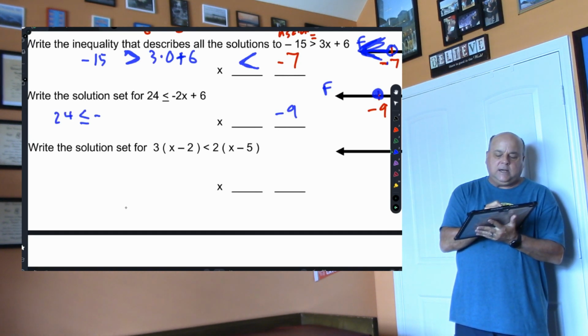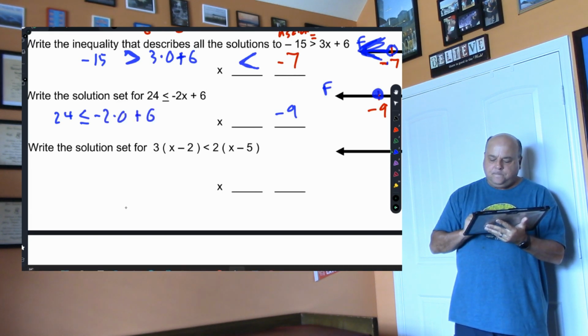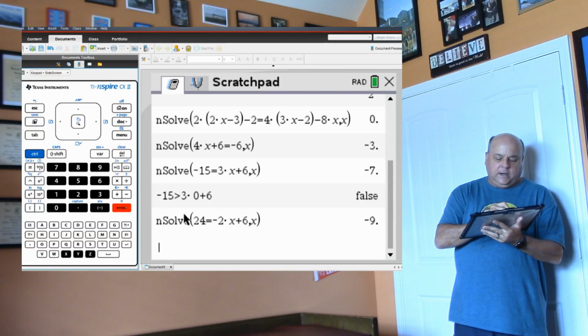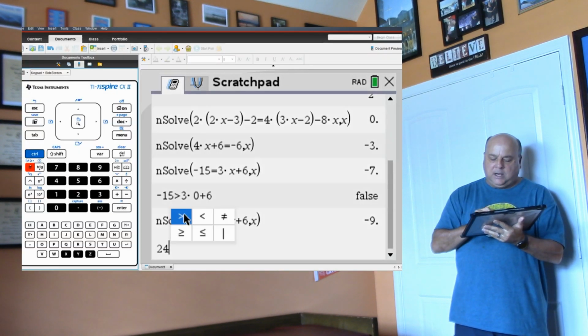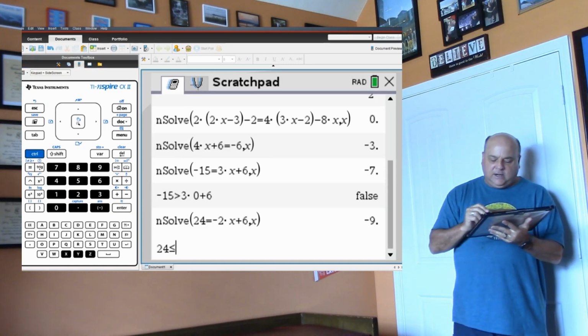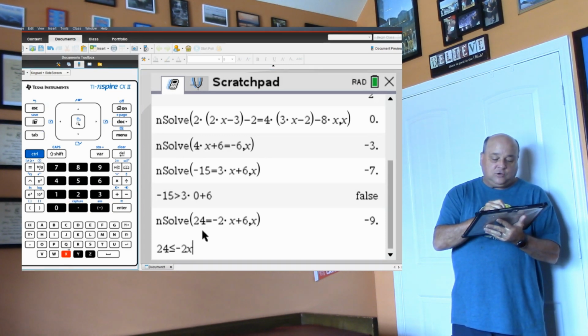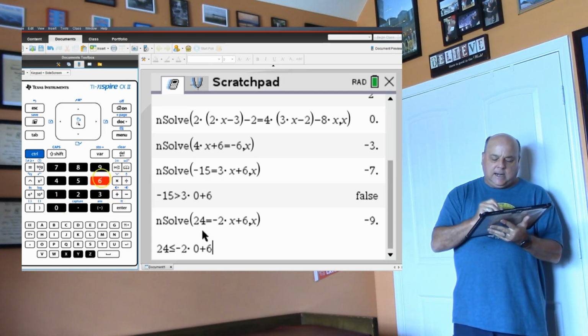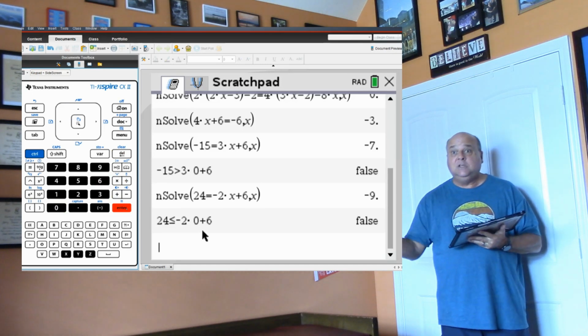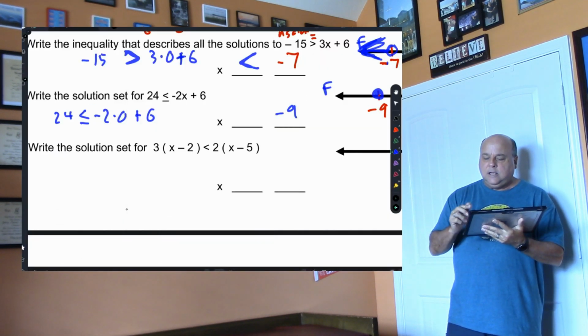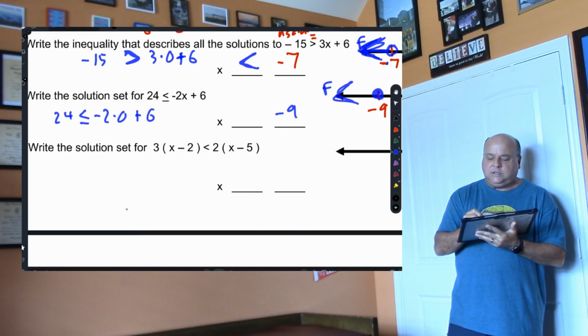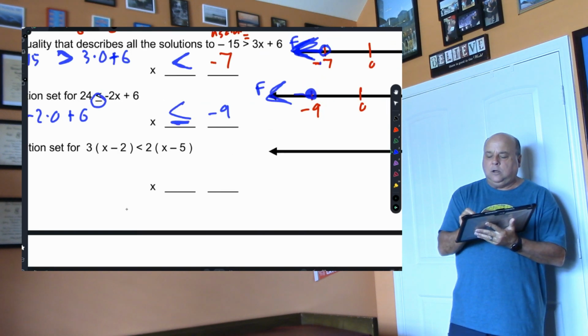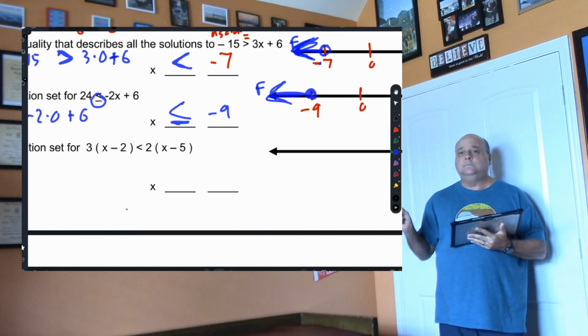Now we're going to type the same equation in. 24 is less than or equal to negative 2 times 0 plus 6. Let's type that in. Go to your calculator. 24, Control equal. I want the less than or equal, and then negative 2 times 0, sorry about that, negative 2 times 0 plus 6. And I get false again. So it's going to be on the left-hand side. I got false, so I'm going to use this arrow tip, and this arrow tip has the equal bar, doesn't it? That means it's a closed dot and the arrow goes to the left.